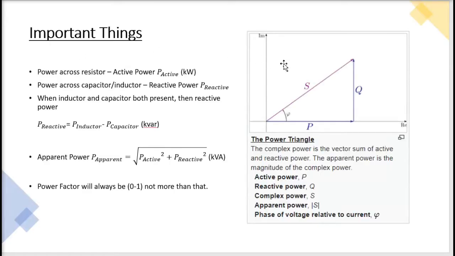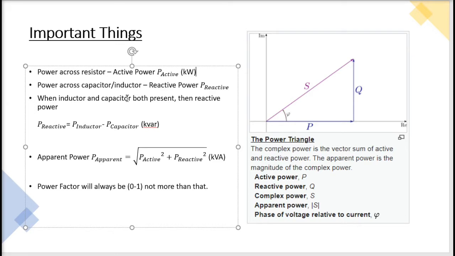So a couple of important things you've got to remember is that the power across a resistor, always in a circuit, if there is a resistor, the power across the resistor is going to be your active power, okay? So I'm going to show how to plot that. Then the power across the capacitor or inductor, that's actually called reactive power.